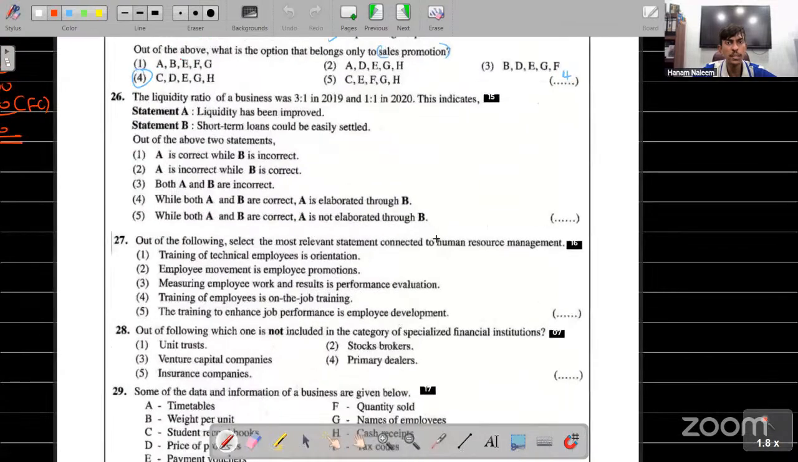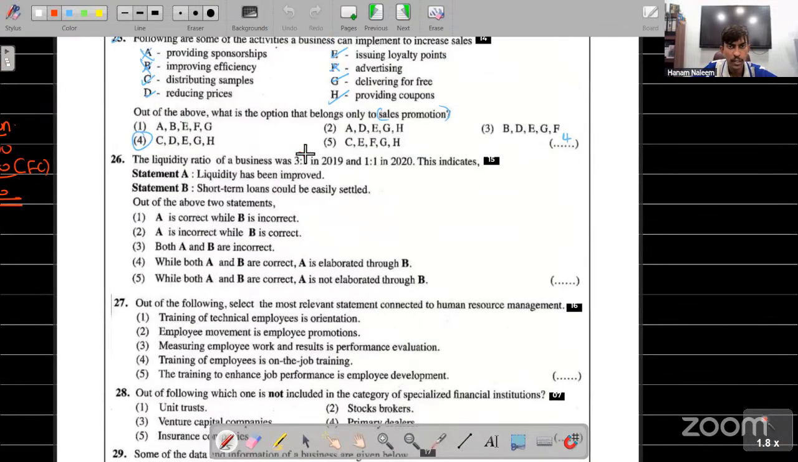The liquidity ratio of a business was 3:1 in 2019 and 1:1 in 2020. In 2019 it was 3:1: for one liability, you had three assets to settle. In 2020, for one liability, you have only one asset to settle. This indicates liquidity has improved. No, wrong, because earlier you had three assets, but now you have only one asset, so the liquidity has dropped. Short-term loans could be easily settled. No, now you will face difficulty when paying the loans, because now you have only few assets. So both the statements are incorrect. The third one is the answer.